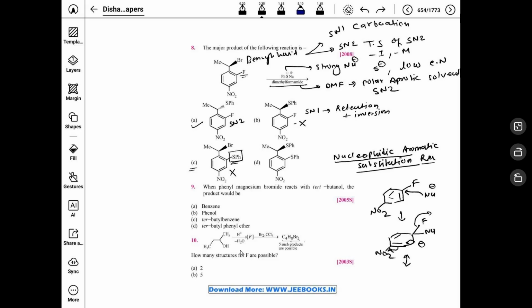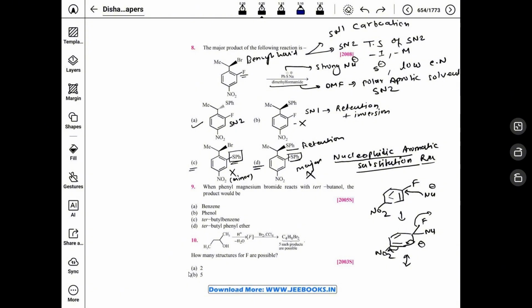Okay, but it could be a minor product. There is a possibility that it could be a minor product. We can't rule out this one. What about option D? In option D, they are replacing both this one and this one. Okay, this is also possible, but what they did, they are showing retention of the configuration, and fluoro replacement also. So this cannot be the major product.